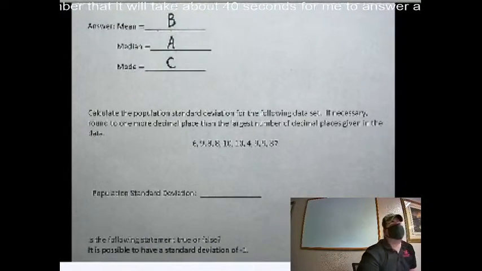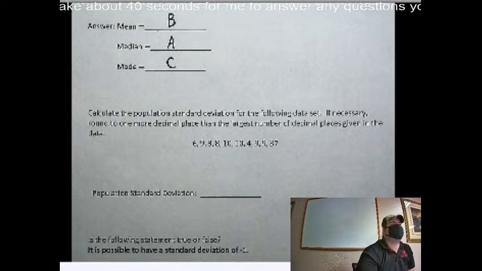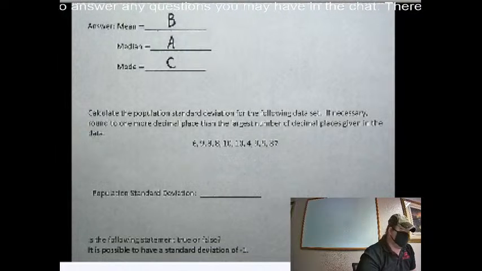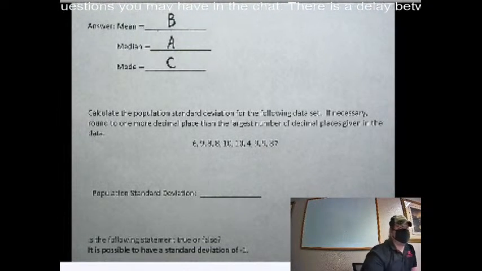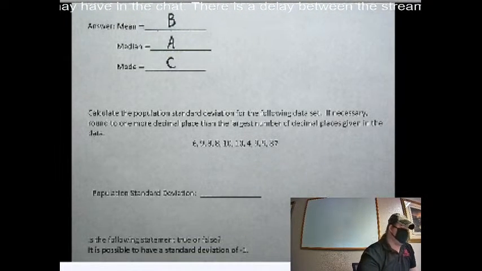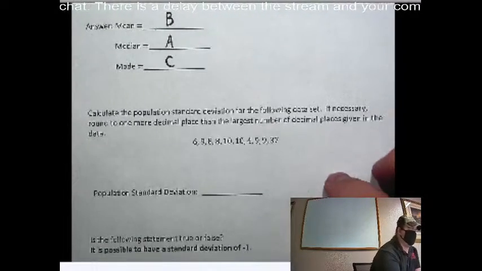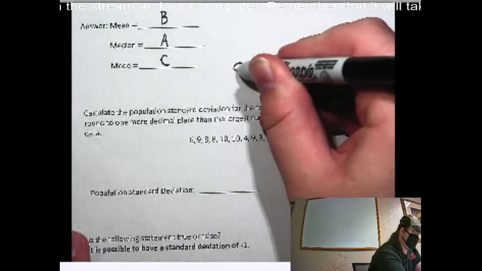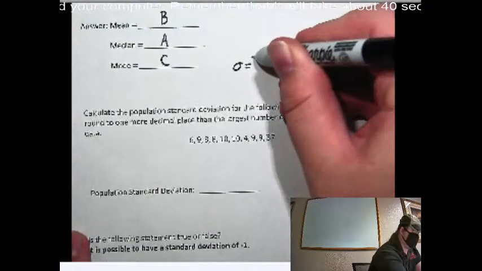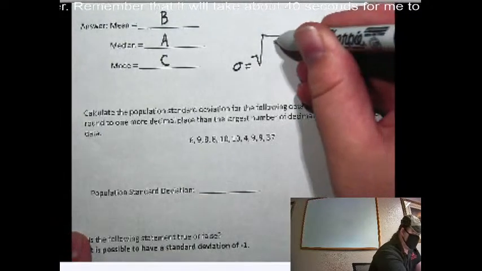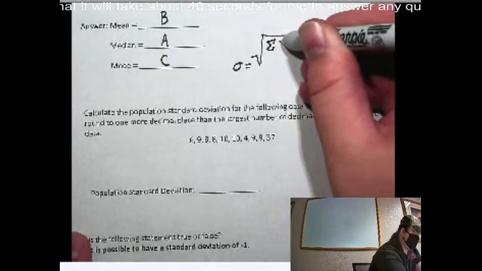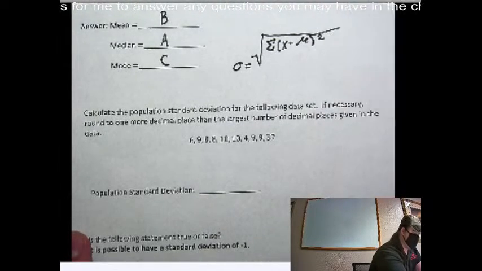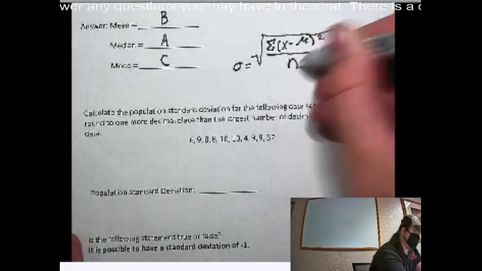Next, calculate the population standard deviation for the following data set. If necessary, round to one more decimal place than the largest number of decimal places given in the data. So we want to round to, in this case, one decimal place. First, we need to know the population standard deviation formula. For population, that is sigma equals the square root of the sum of x minus the mean, or in this case the population mean is mu, squared, over n.